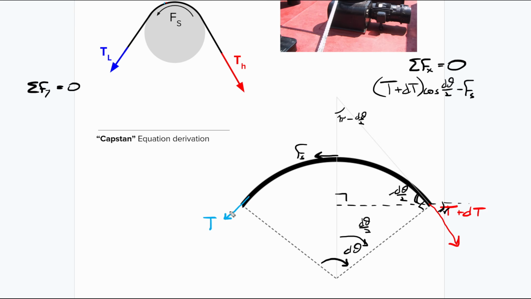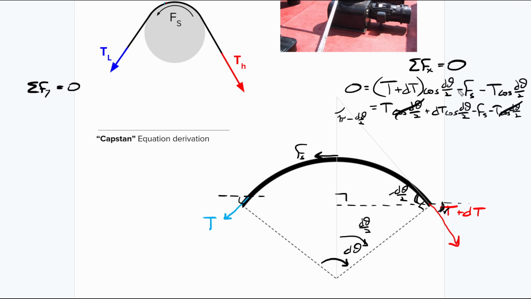You'll see. And then I've got this T over here. Well, this is the same angle, right? That angle is the same as this angle. So I could say minus, because this is going leftward, as well as this one, T cosine d theta over 2. That should all equal 0. I'll just put 0 on this side. Equals 0. Okay, so what could we do here? Well, I could multiply through. This is going to be T cosine d theta over 2 plus dT cosine d theta over 2. I've got minus fs. I've got minus T cosine d theta over 2. And then you realize this and this go away because they just cancel.